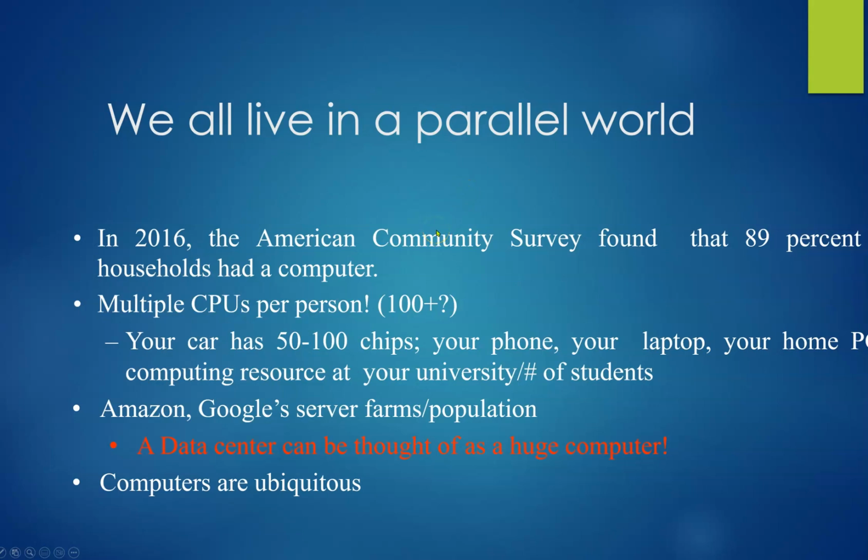Now in 2016, it's been shown 89% of households had a computer. There are on average multiple CPUs per person, 100 plus maybe. Your car has 50 chips or more. Your phone, your laptop, your home computer, the resources at your university, Amazon, Google's server farms. A data center can be thought of as a single huge computer, and now with the cloud, that's even more the case. Computers are everywhere.